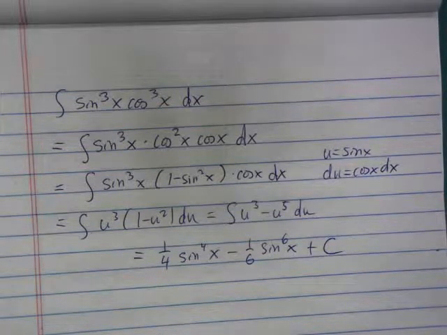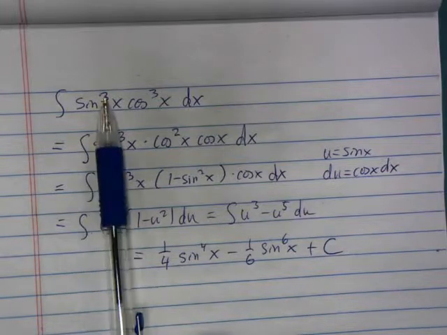What do we do when it comes to tangents and secants? We'll get to that in a minute. Before we talk about that, what do you do if you don't have odd powers?